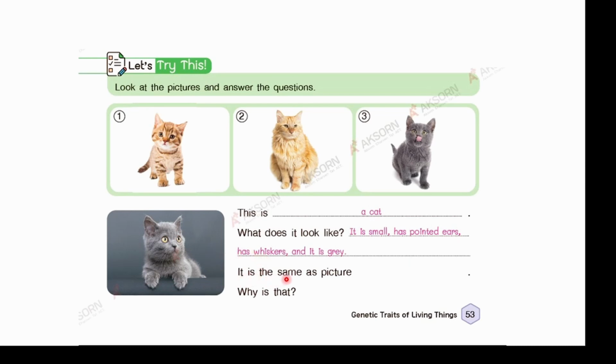It is the same as picture 1. This is a small cat, it's a kitten, but it's not grey. This is not a kitten, and it's not grey. Still has pointy ears and whiskers, same as this. But number 3, well, this has pointy ears.